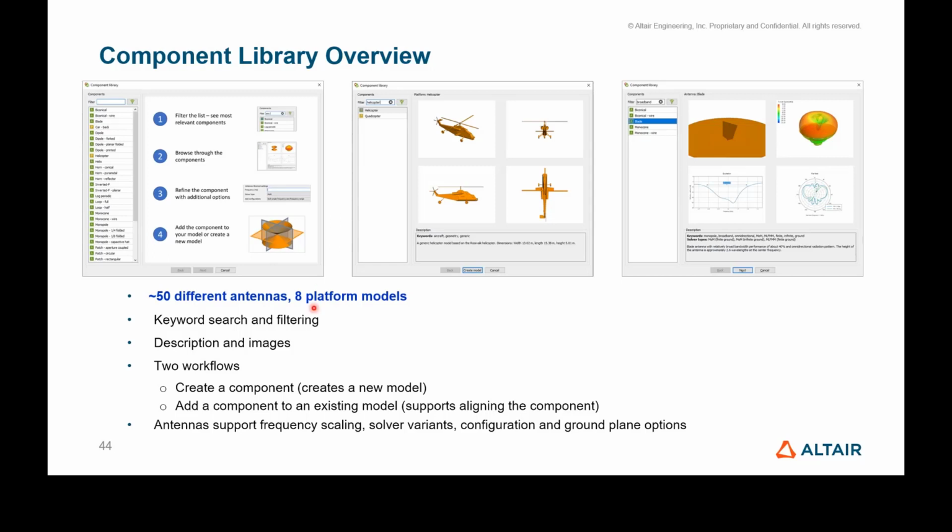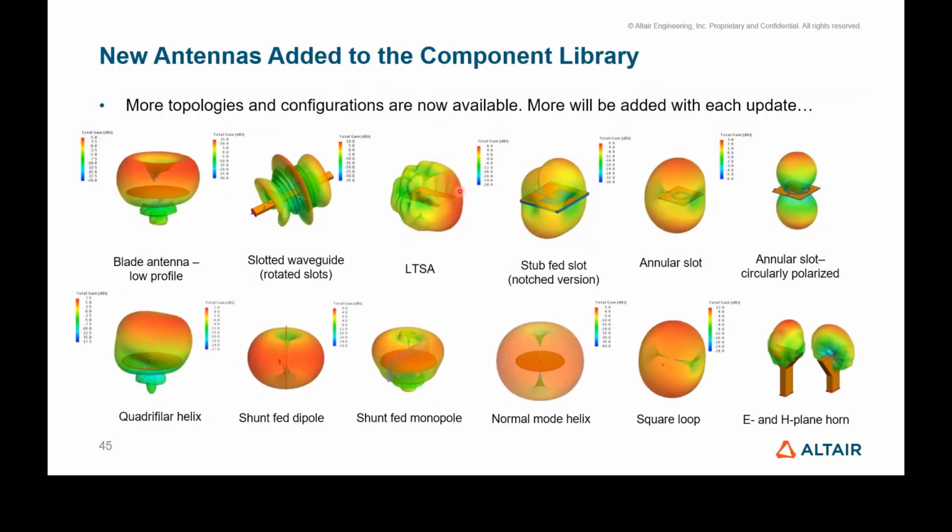There are around 50 plus antennas right now, and also 8 platform models like this helicopter, a drone, a ship model, a car model, as well as aircraft models, and so on and so forth. So you can use them for your analysis. If you are placing antennas onto structures and you don't have a particular model, you can use it from the component library. We'll be adding more and more as we go to newer versions of Feko. These are some of the new antennas that were introduced in the last version. You can see the wide range of antennas available in the component library.